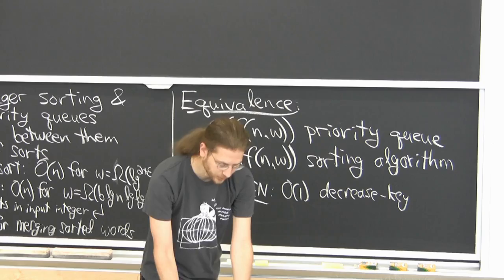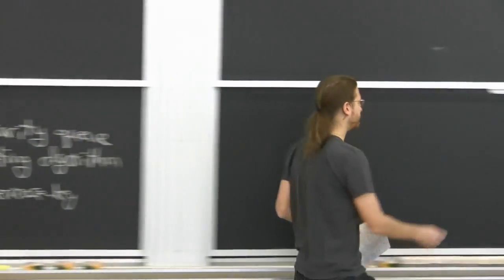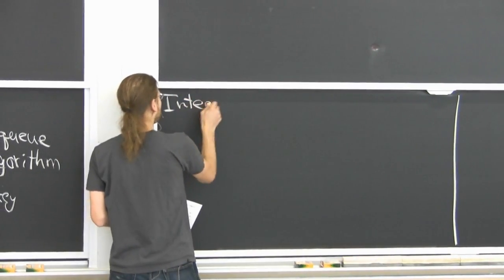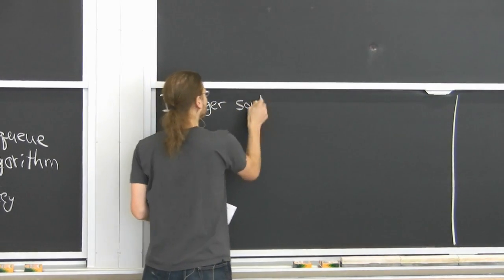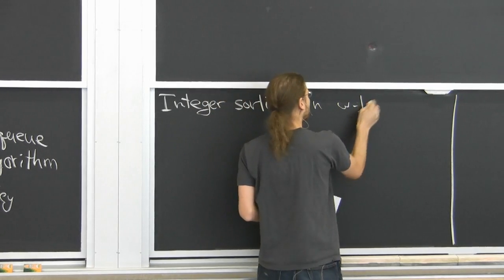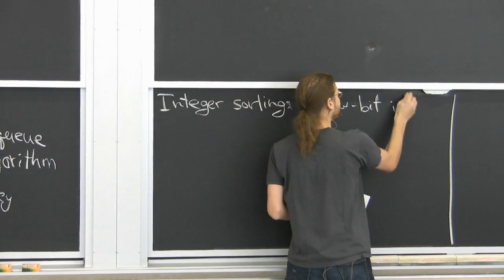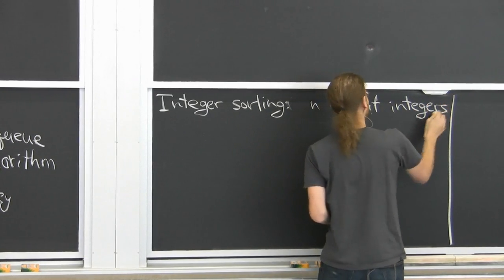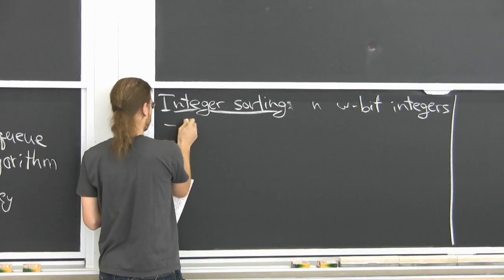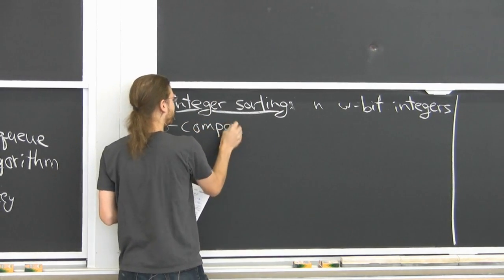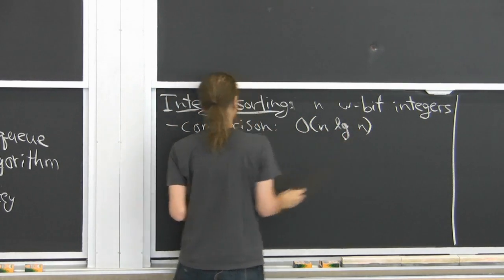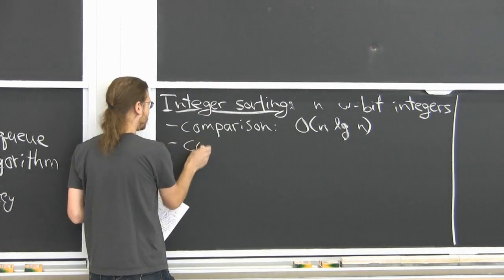Cool. So let me tell you some bounds about sorting. So we have n w-bit integers, and you take any of these bounds, divide by n, you get the priority queue bound, the best that we know. So of course, there's comparison sorting, which takes n log n. Okay, so that's an upper bound. We're trying to beat that, try to get rid of the log.